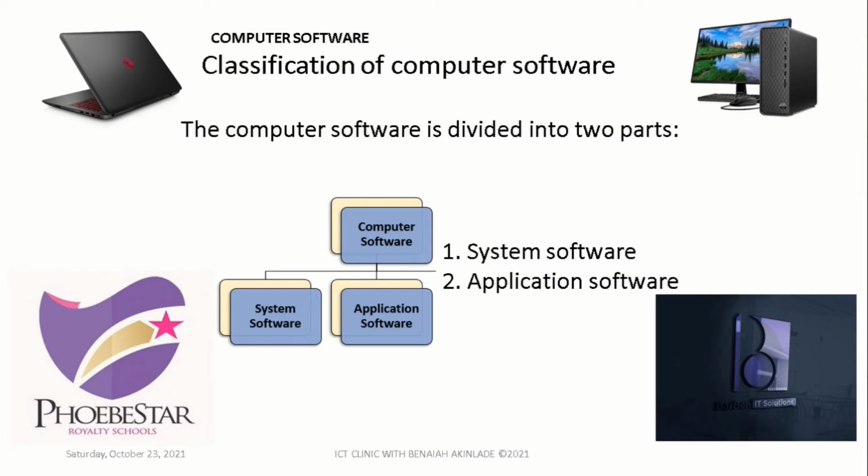Then classification. When we classify computer software, we have two classifications. We have the system software and the application software. Although you might find in other places other types or categories or classifications of computer software, I have categorized it into system and application software.